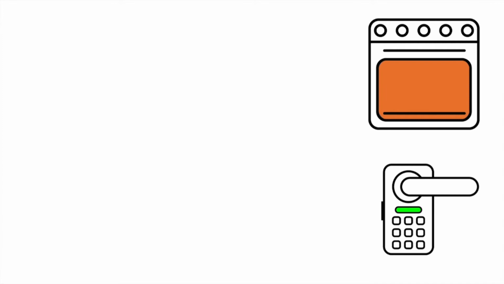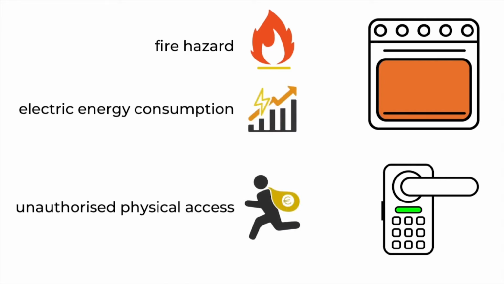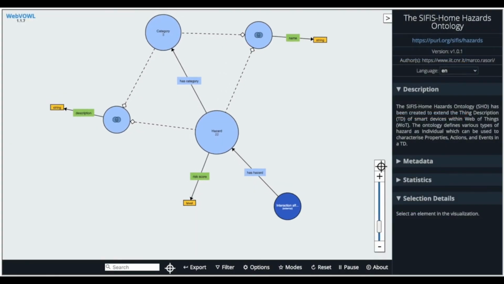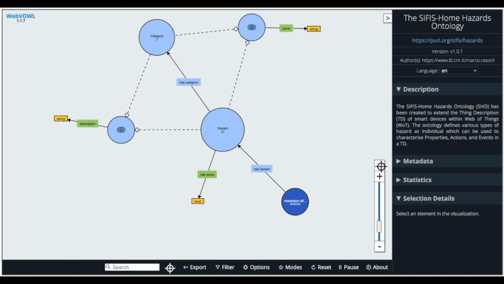These commands can potentially introduce some kind of hazard. Turning an oven on might result in a fire hazard and electric energy consumption, while unlocking a door might lead to unauthorized physical intrusion. To give semantic meaning to these hazards, we define a tiny ontology that puts them in relation with devices' capabilities.